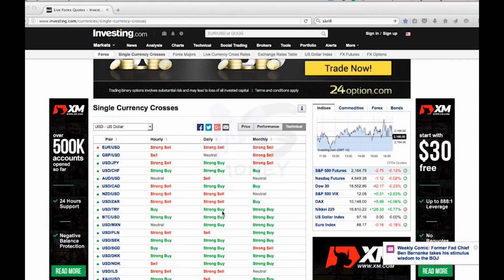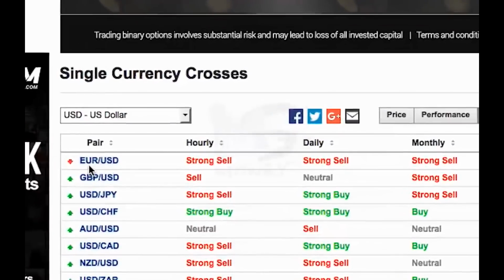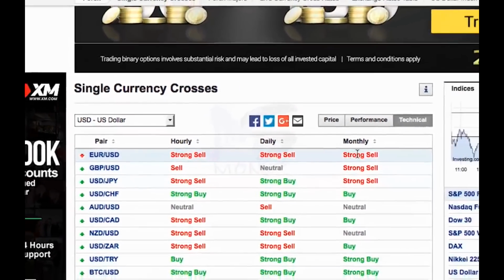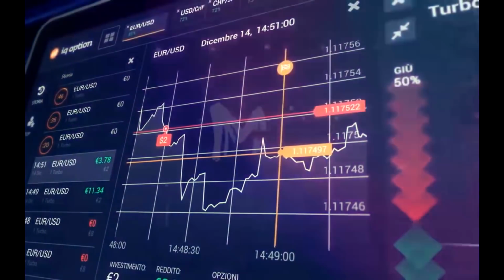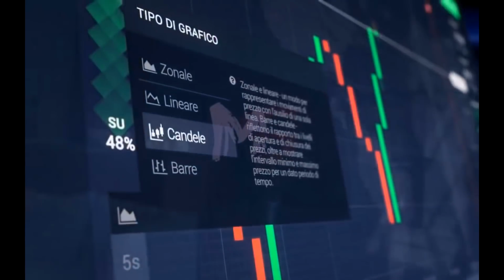First of all, we need to check alwaysinvesting.com and choose our preferred asset. In this case, Euro USD is in a strong sell micro and macro trend. It means that our trades will go almost certainly in the money at the first attempt, if we invest in put. Okay. Now I'll show you this strategy on various assets, starting from Euro USD.